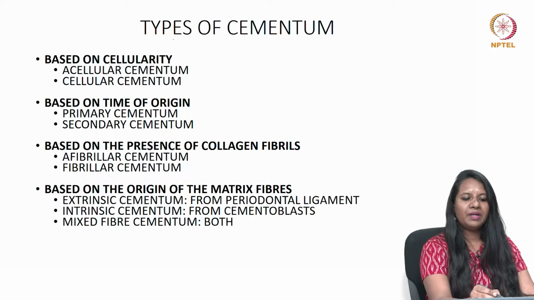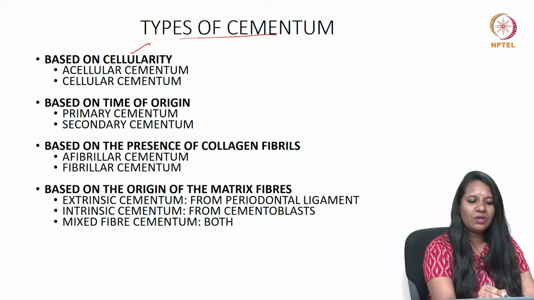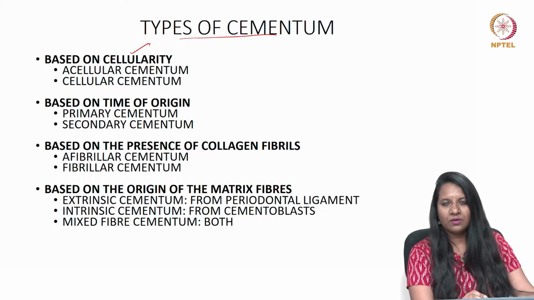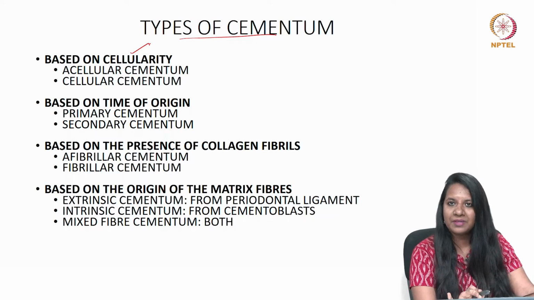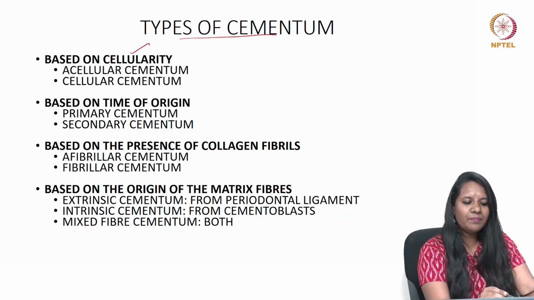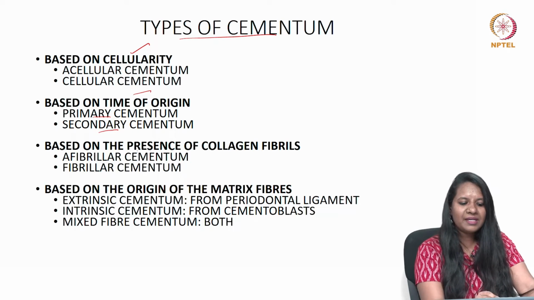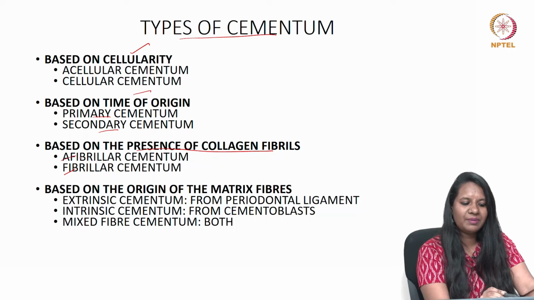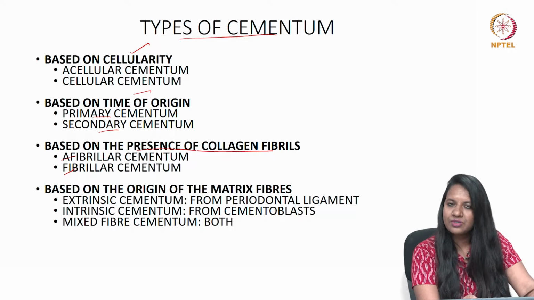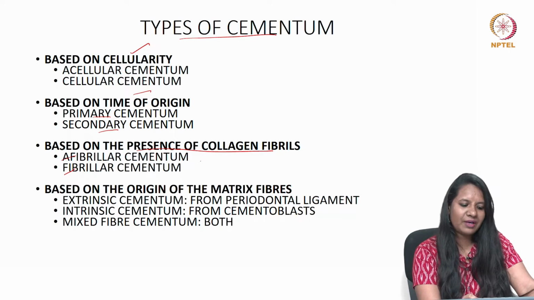So, types of cementum. Based on cellularity, it is acellular and cellular. Acellular means absence of cementoblasts and cellular means presence of cementoblasts. Based on the time of origin, it is either primary or secondary. Based on the presence of collagen fibrils, it is either afibrillar or fibrillar. Afibrillar, again, absence of fibrils, and fibrillar, presence of fibrils.